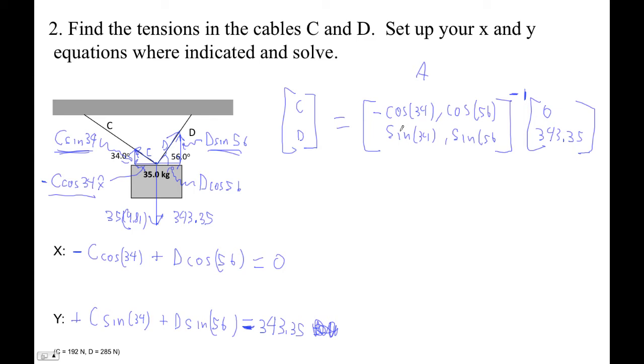Then I'm going to quit, and go into the matrix again. Second matrix, edit. Now I'm going to edit B. B is going to be a 2 by 1. The top is going to be 0, enter, and then 343.35. Now, are we ready for this? Now I'm going to quit again.